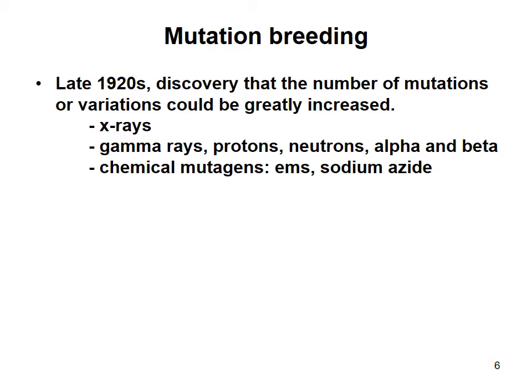In the late 1920s, researchers discovered that they could greatly increase the number of these variations or mutations by exposing plants to X-rays. This mutation breeding accelerated after World War II when the techniques of the nuclear age became widely available. Plants were exposed to gamma rays, protons, neutrons, alpha particles, beta particles to see if these would induce useful mutations. Chemicals too were used, such as sodium azide and ethyl methane sulfonate, in order to cause mutations.